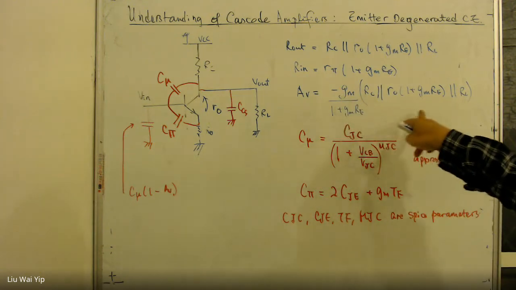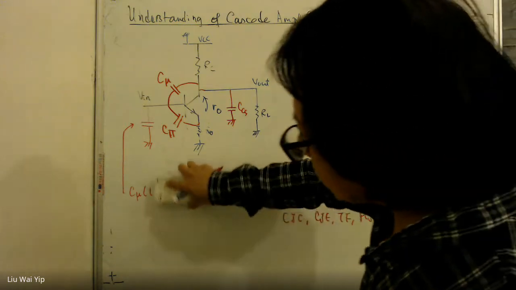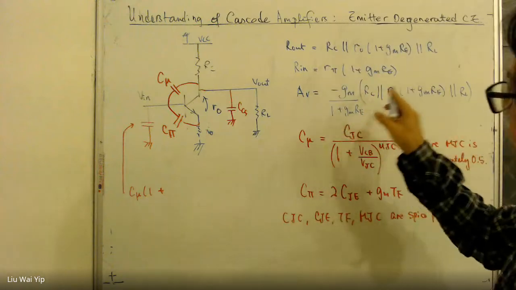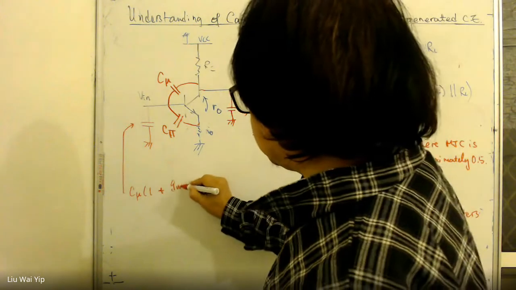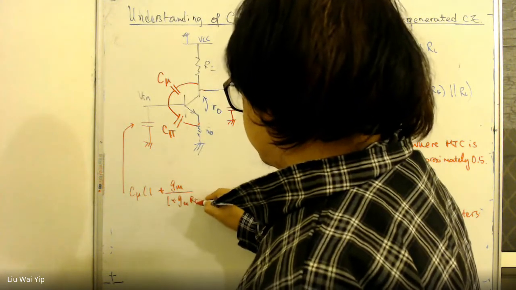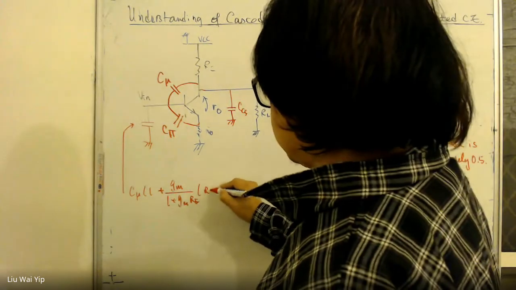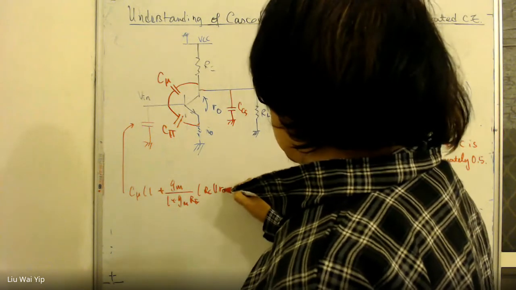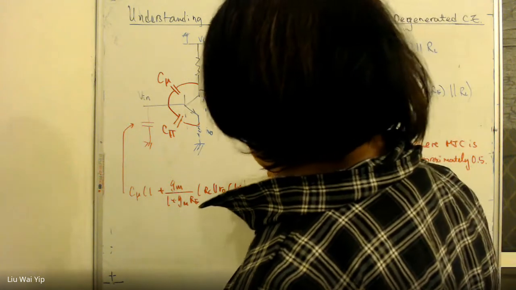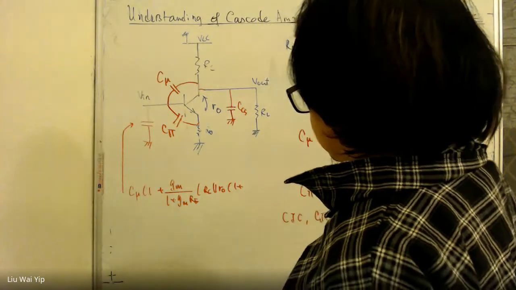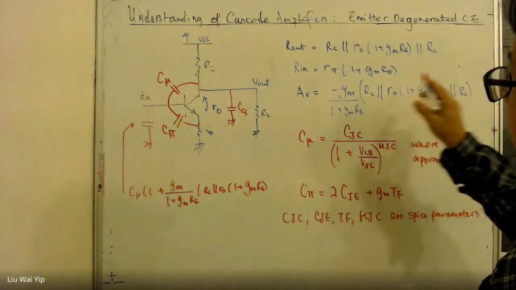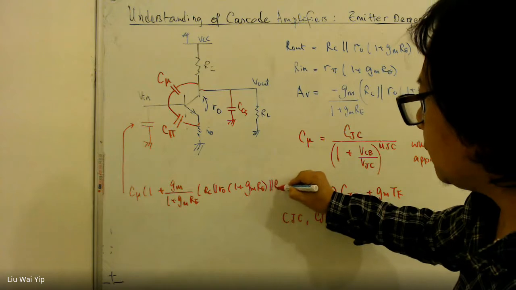And according to this formula, you can quickly write down, you can substitute AV with this amount, minus GM times RC parallel R naught times 1 plus GM RE, and do not forget the load resistance, RL.